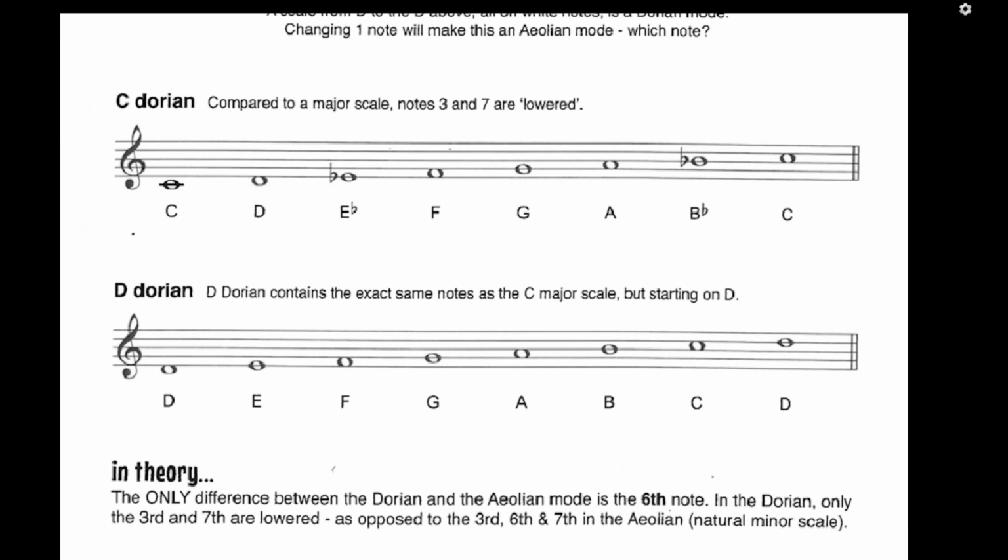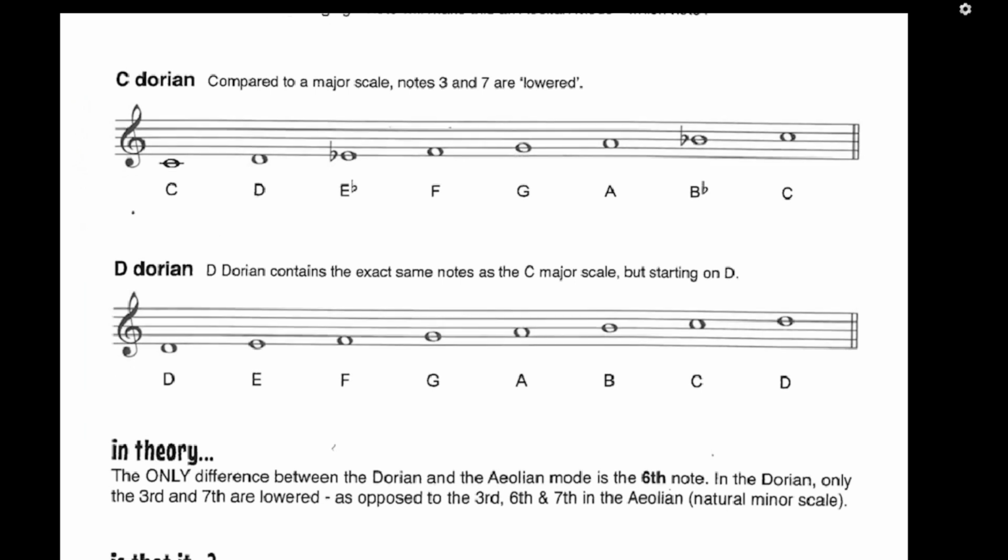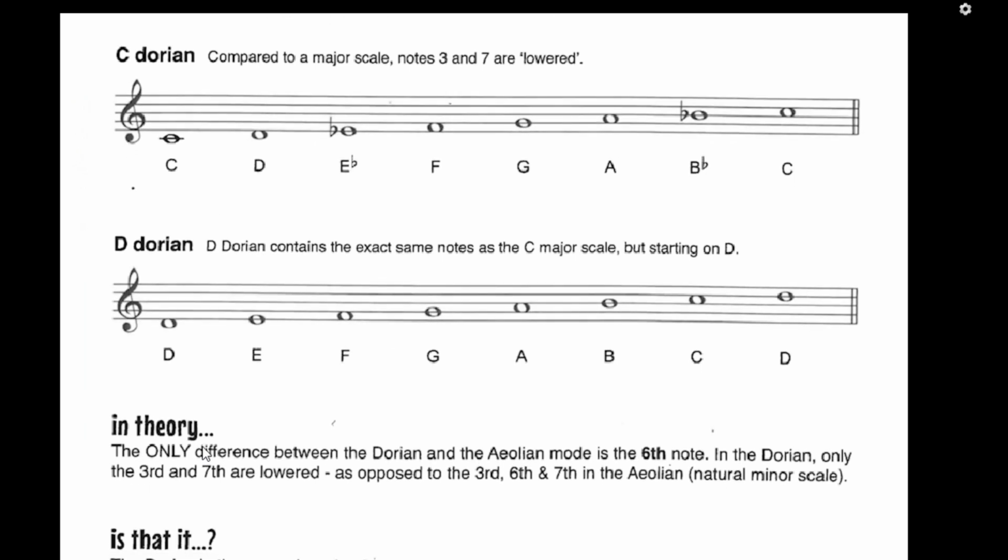So, I sort of already said that, didn't I, what I've said here? Not Deborah Smith, Melinda is the author of this book, sorry. If we look at what's written here, the only difference between Dorian and Aeolian is that sixth note. In the Dorian, only the third and the seventh are lowered, as opposed to the third, sixth and seventh in the Aeolian. So it's that sixth note that's the giveaway.